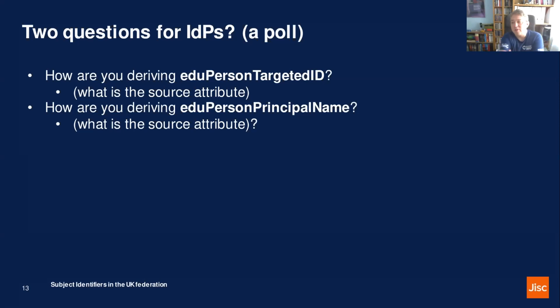So how are you deriving eduPersonTargetedID? What we want to understand is what is the source attribute that you currently use for that? And then the same question for eduPersonPrincipalName. Remember, eduPersonTargetedID will be going through a computed connector or a stored connector, most likely. eduPersonPrincipalName is likely to be a direct mapping to that value. And yeah, it's good. We're getting some answers in.